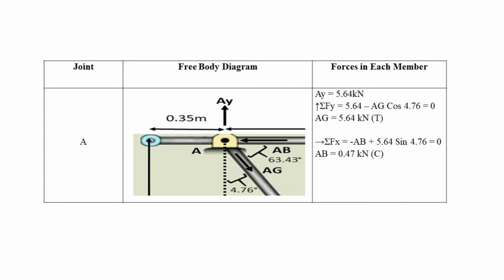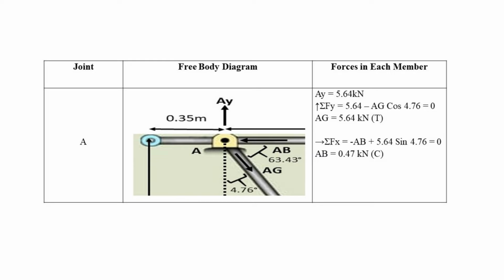The first step is to create the equation of equilibrium. AY is equal to 5.64. Therefore, the equation of equilibrium for the total force that acts in the y-axis will be 5.64 minus force in AG cos 4.76 equals 0. Solving this calculation will give us the force that acts on AG, which is 5.64 kilonewtons. The value is positive, therefore AG will be in tension.